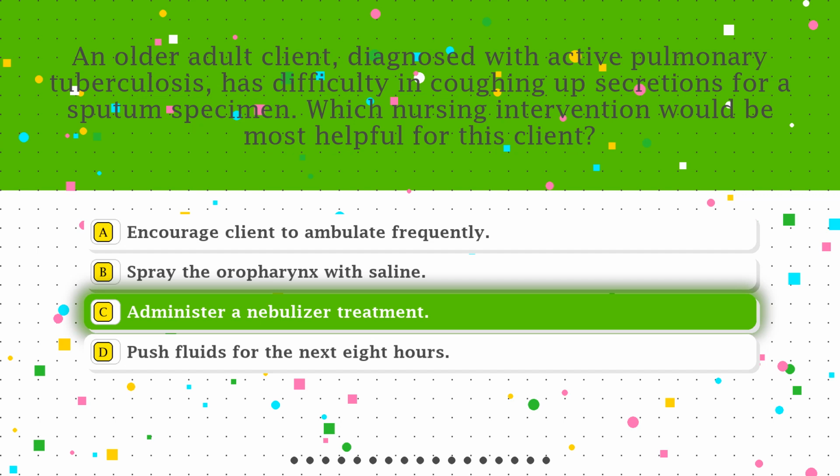The correct answer is option C, administer a nebulizer treatment.